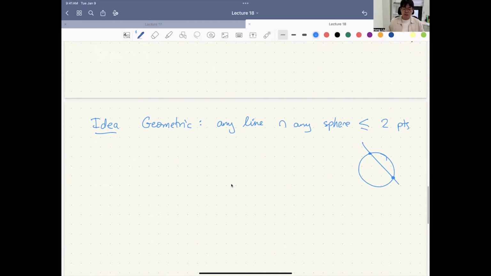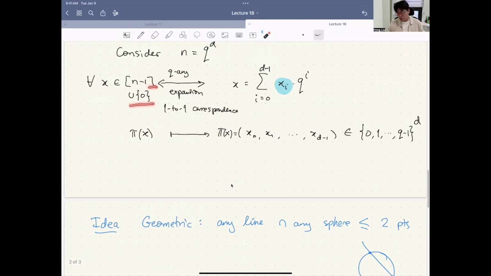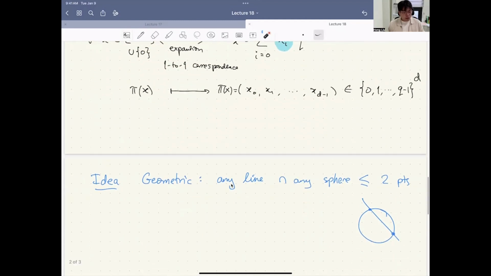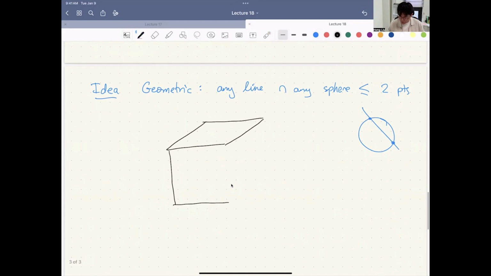How do we make use of this idea? Let's consider this high-dimensional cube, where the grid points of this high-dimensional cube naturally correspond to the first n integers shifted by 1 through this quinary expansion. Now, let's draw this picture. So this is the high-dimensional cube. I can only draw 3 dimensions.